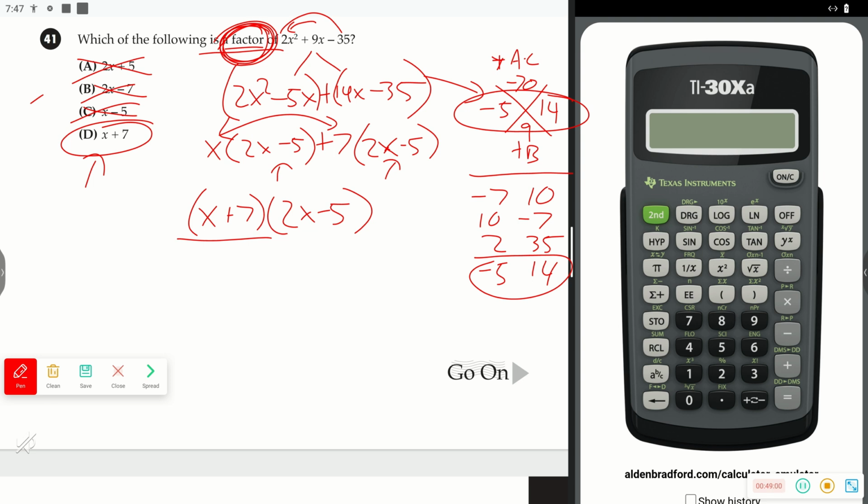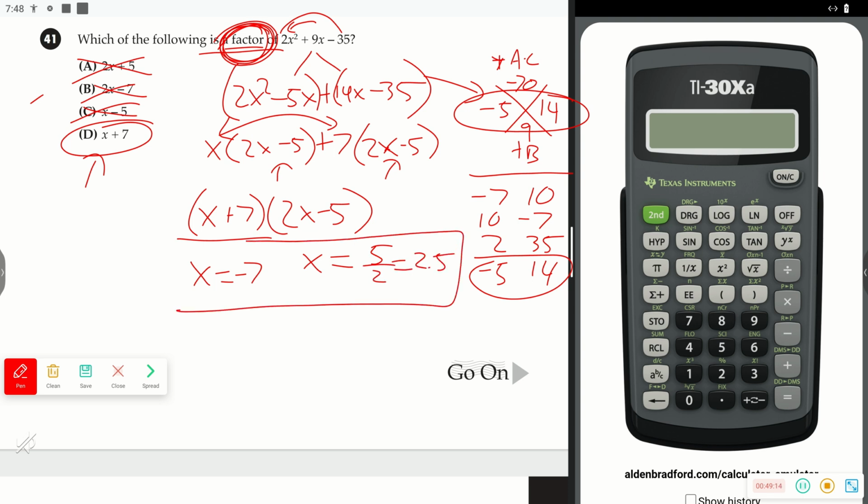If it said the solutions, our solutions would be x equals negative 7 and x equals, you'd bring the 5 over and it would be 5 divided by 2, which equals 2.5. That would be the solutions or the x-intercepts or the roots if it asked for that. But again, it didn't. It asked us for the factor, which is why that was the answer.